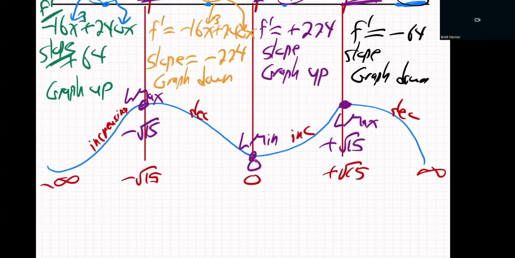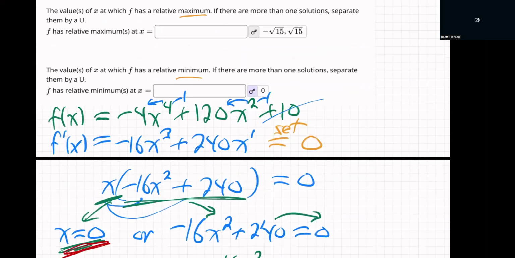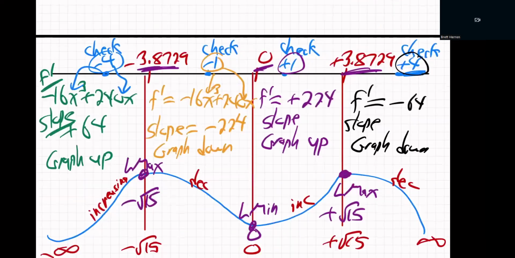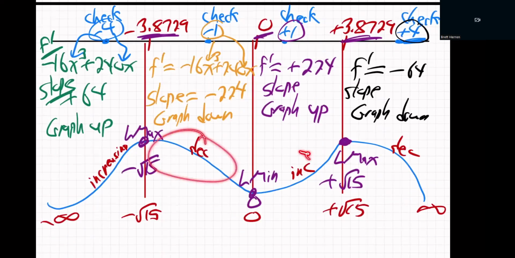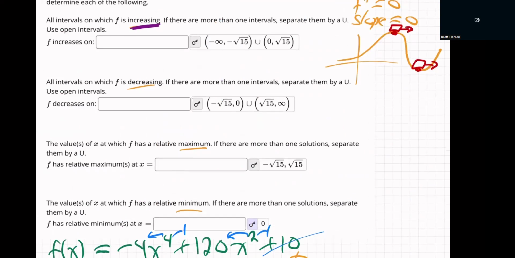Where is it increasing? In this section between negative infinity and negative root 15, and between 0 and positive root 15. Increasing, increasing. And that's what we said right there. Where is it decreasing? Those other two sections. This graph is decreasing between negative root 15 and 0 and between root 15 and infinity. Okay, that's how we get those answers.